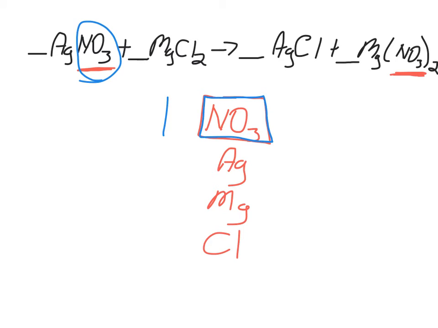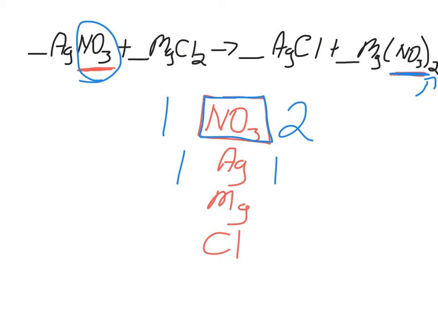Now look on the product side. How many NO3s do you have? 2. You see how that number is outside of the parentheses? Because remember that 3 is included with the NO3, so you don't have 3, you have 1 NO3. Mijo, can you answer that for me, please? Okay, so now how many silver do you have on each side? You have 1 and 1.